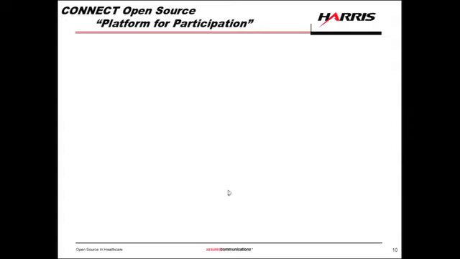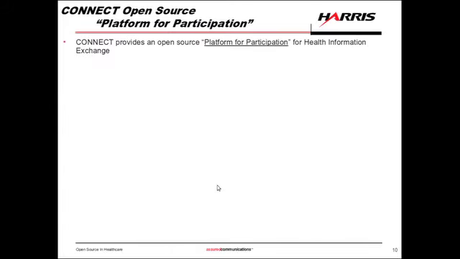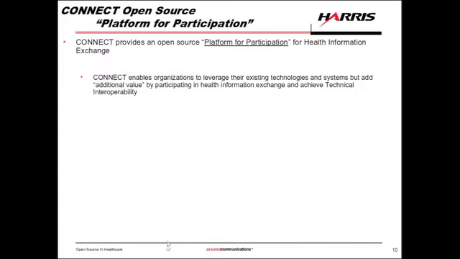Okay, so now how can we actually start using Connect in the real world? That's the meat of the issue here. You can think of Connect as a platform for participation. And when I say participation, it's participating in health information exchange, which is meaningful and improves patient health care. Connect does not ask you to replace your existing infrastructure. You can retain your existing infrastructure, but it enables you to take it to the next level by coupling your existing infrastructure and legacy systems to open standards so that you can move information freely across the network.